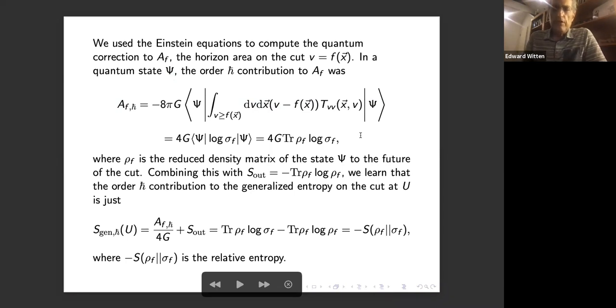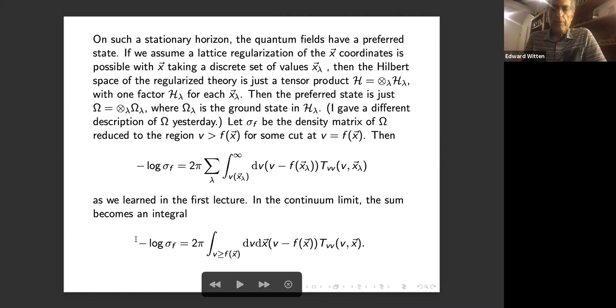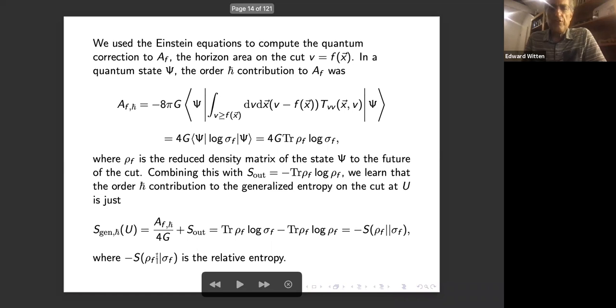But for reasons that I explained yesterday, but I tried to give another explanation here, this funny operator is minus the logarithm of the density matrix in that particular state related to the Hartle-Hawking state. And the expectation value in the state psi of log sigma f is the same as the trace of rho f times log sigma f. In other words, log sigma f is an operator that only acts to the future of the cut. So we can replace the state psi by its density matrix to the future of the cut. So the quantum correction to the area term in the generalized entropy then turns into this trace.